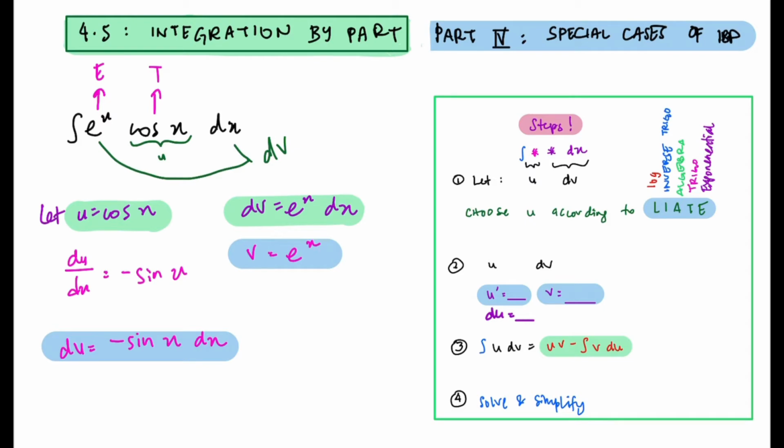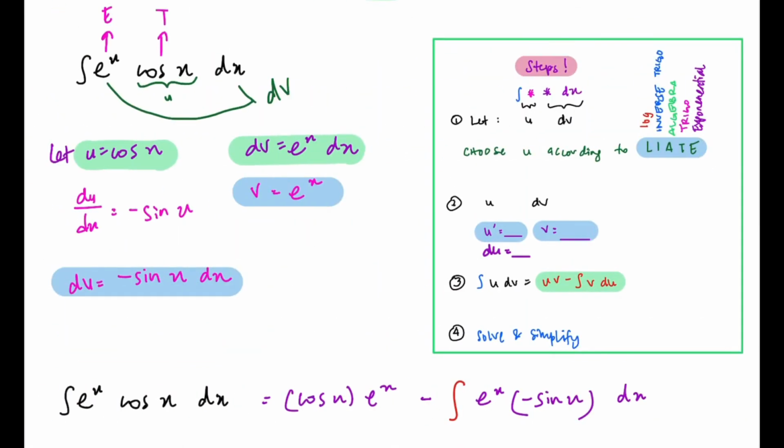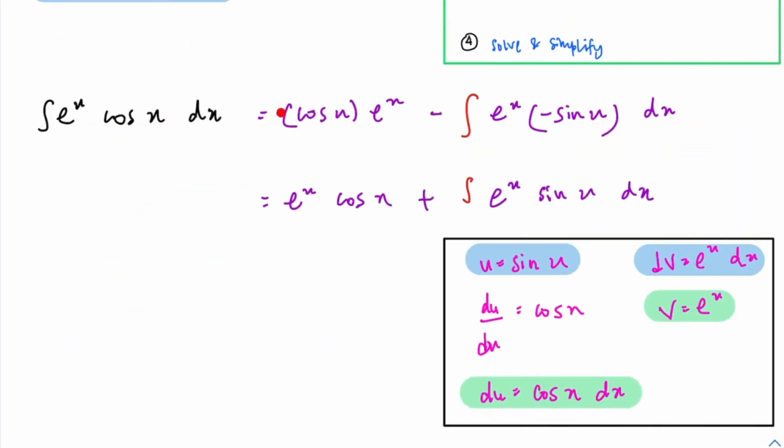Let's focus to open up our formula. So this is the question, and let's open up IBP: uv minus integrate v du. So u is cos x, v is e to the power of x, minus integrate v du, so minus integrate e to the power of x times negative sine x dx. The first part is already settled, so let's bring e to the power of x cos x to the front, and now let's focus on the integral. Negative times negative is just positive, so let's integrate e to the power of x sine x dx.